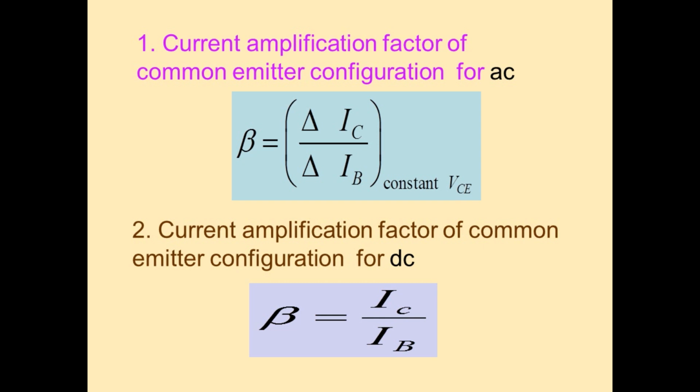Some of the physical parameters in common emitter configuration of a transistor we discuss now. First one, current amplification factor of common emitter configuration of a transistor for AC. So current amplification factor in CE mode is denoted by beta.